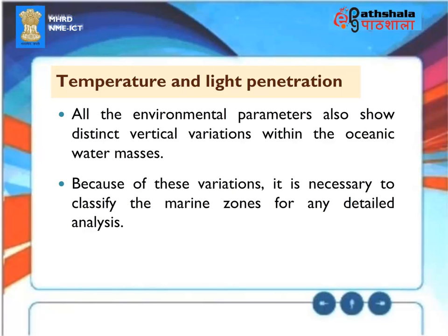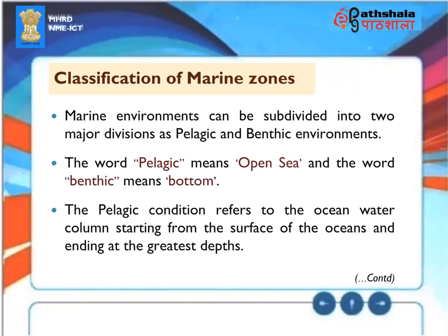All the environmental parameters also show distinct vertical variations within the oceanic water masses. Because of these variations, it is necessary to classify the marine zones for any detailed analysis of marine zones. Marine environments can be subdivided into two major divisions as pelagic and benthic environments. The word pelagic means open sea and the word benthic means bottom.